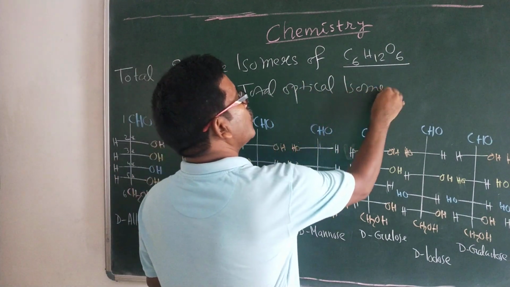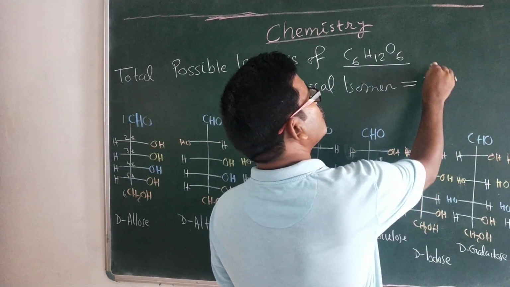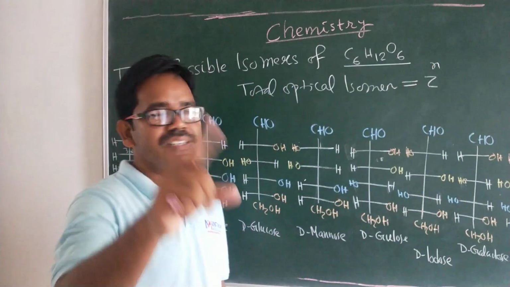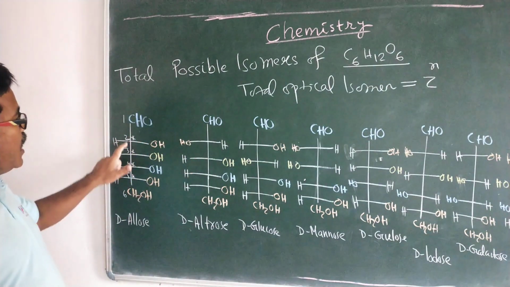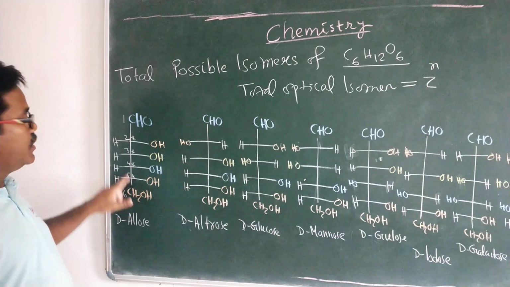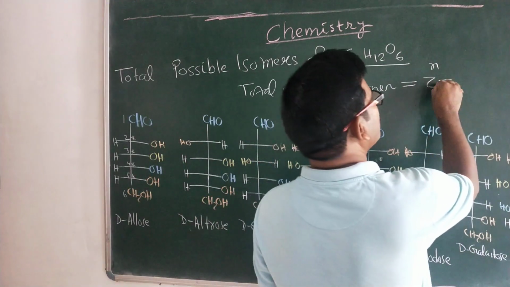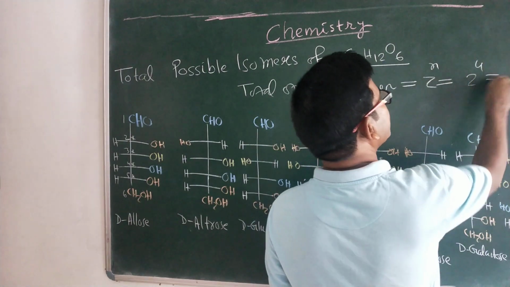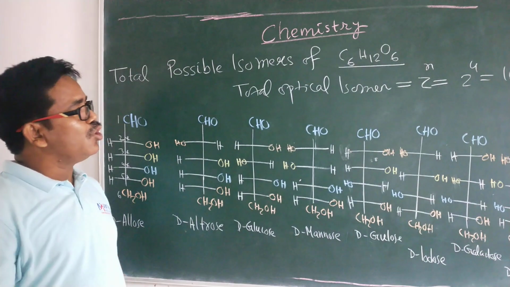For unsymmetrical molecules, I suppose you know that the total number of optical isomers is 2 to the power n, where n is the number of chiral carbons. Here the number of chiral carbons is 4: 1, 2, 3, 4. Therefore, the total number of optical isomers is 2 to the power 4, which is 16. How to draw all the 16 structures?